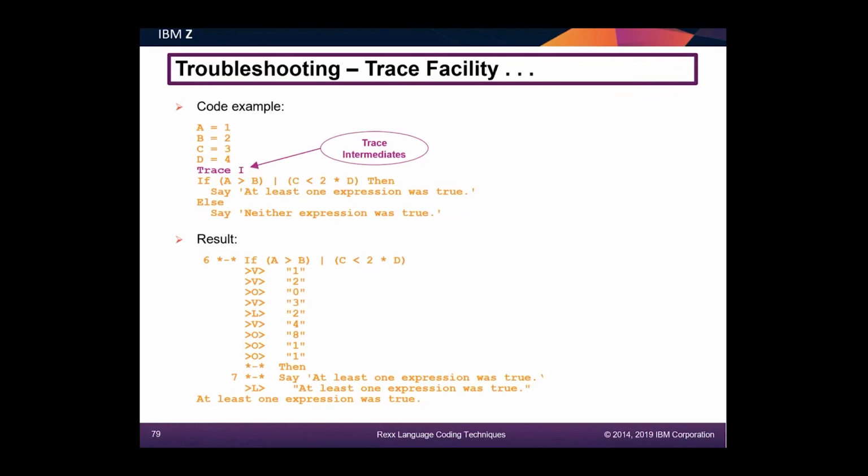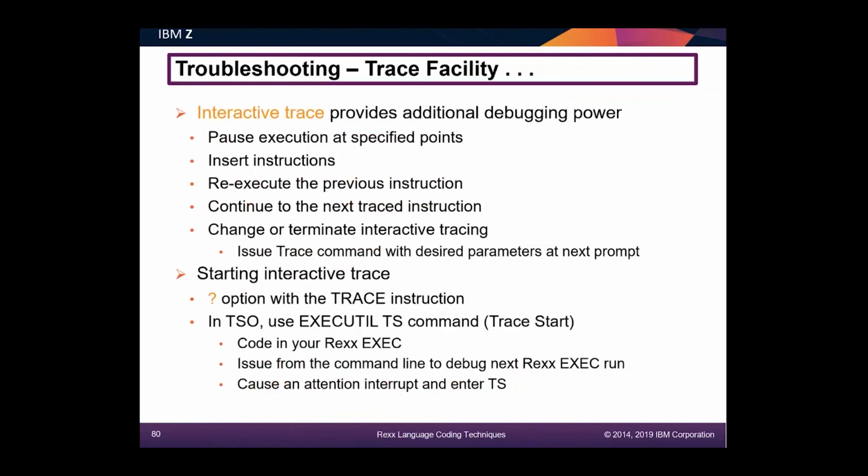So very handy. There are also other options in trace. Here we go. So we have an interactive trace. If I put the question mark in, instead of doing a trace R, I could do a trace question mark R. And what that means is every instruction that Rexx executes, it will stop and wait for you on the console to hit enter, meaning continue, or you could actually issue instructions on the command line to turn the trace off, change variable values, all those many, many powerful things you can do while the code is running.